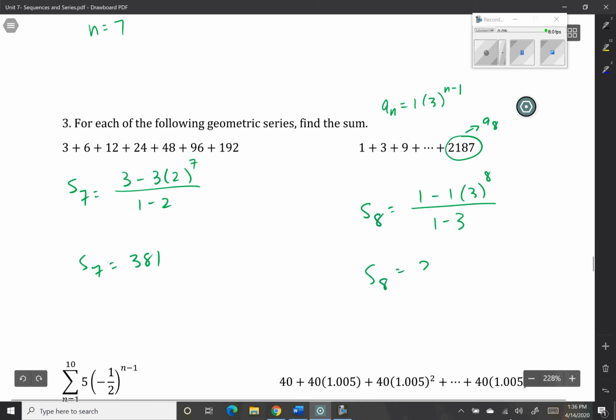And we get 3,280. So that would be the sum of all 8 of those terms.